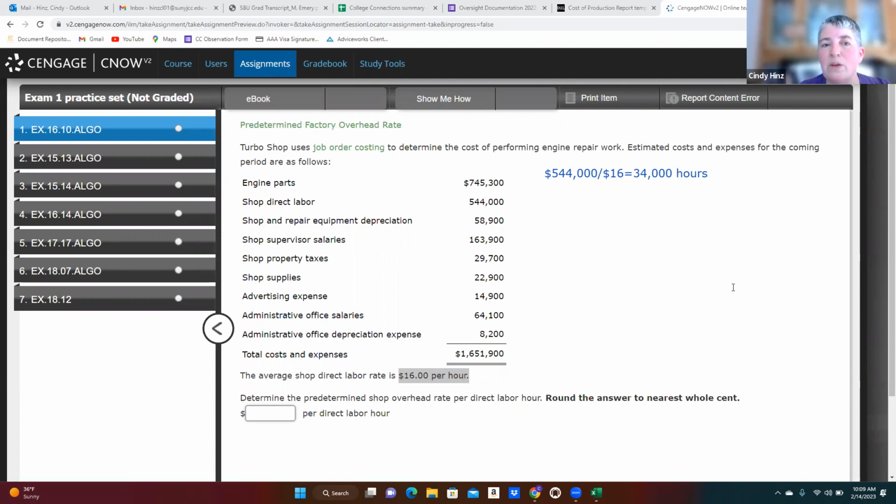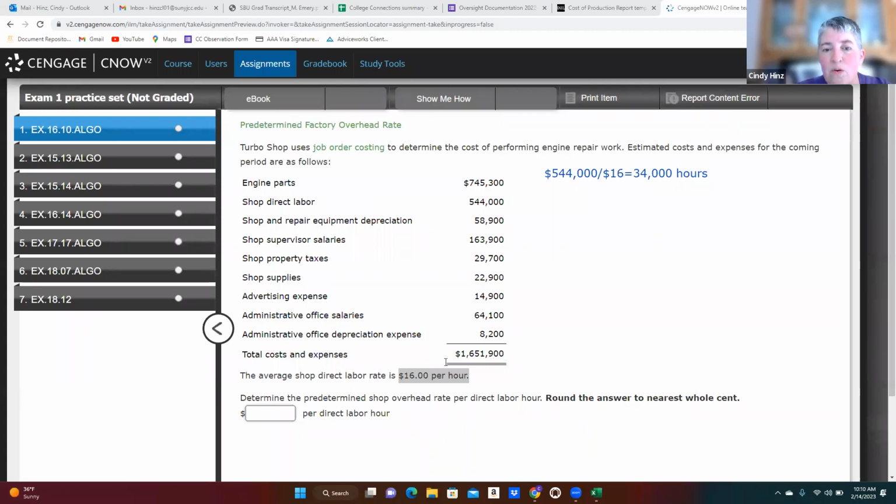Okay, so they expect to work 34,000 hours, and we're going to use that as the base for our calculation. Now, calculating the predetermined factory overhead rate is step 1. We do that before we even start working. We decide for the period, usually for the year, how much our overhead allocation is going to be. What we need, in addition to the allocation base, which is the 34,000 hours, is to know of all of these costs that are listed, which ones are going to be part of overhead.